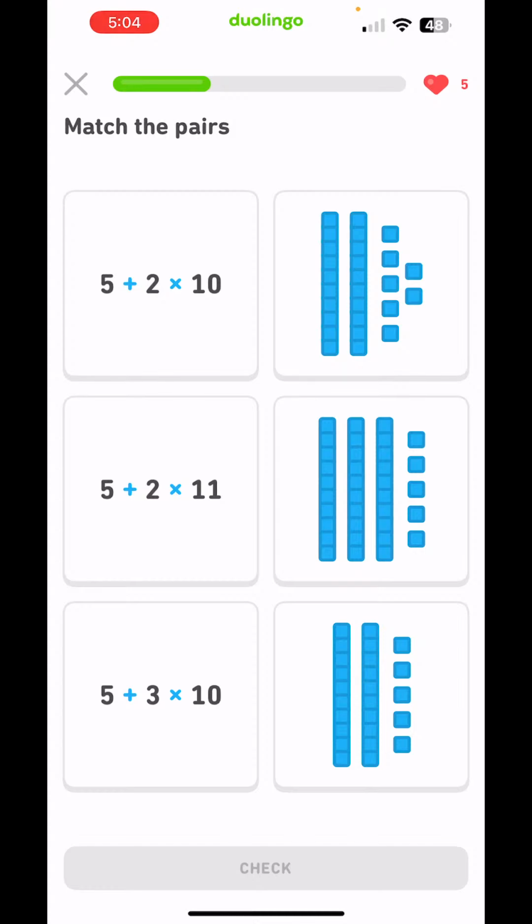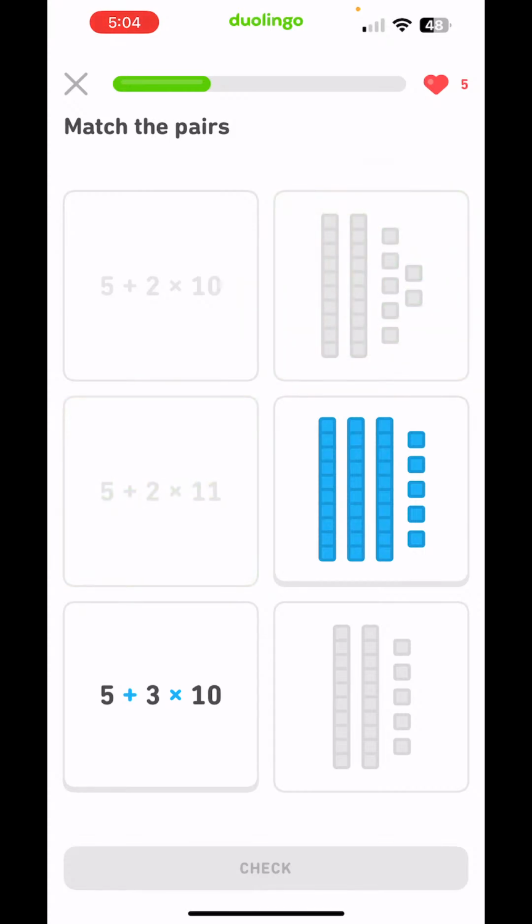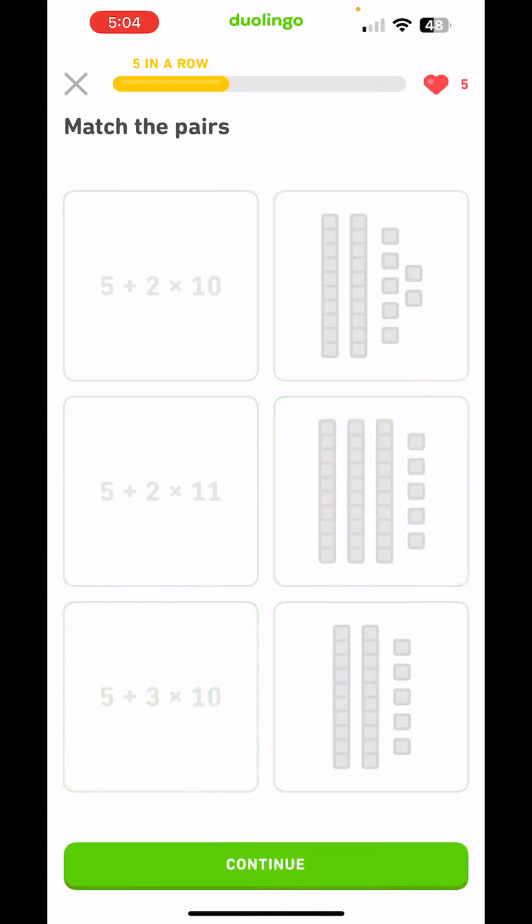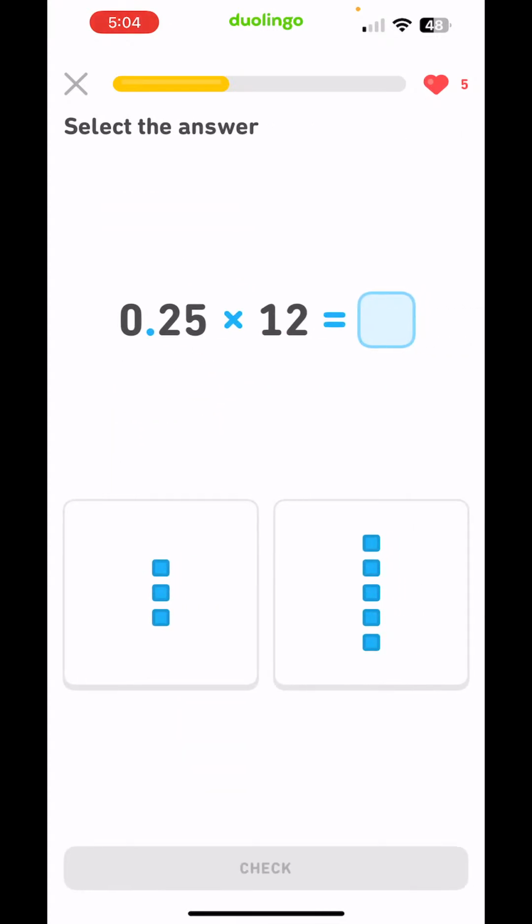All right, so 2 times 10 is 20, plus 5 is 25. 2 times 11 is 22, plus 5 is 27. And 3 times 10 is 30, 35. Then I feel like they just gave us the same problems again. Okay. Well, we got 5 in a row.